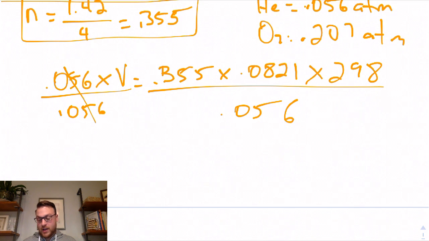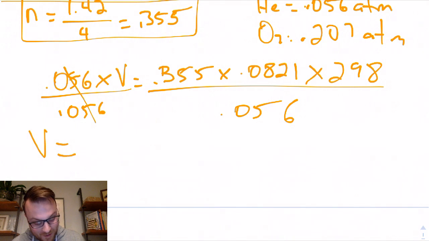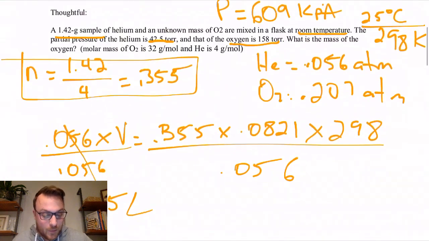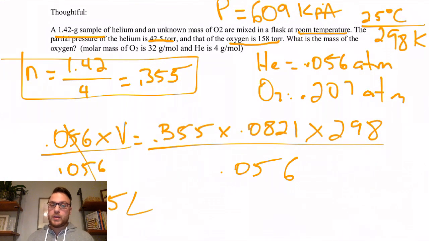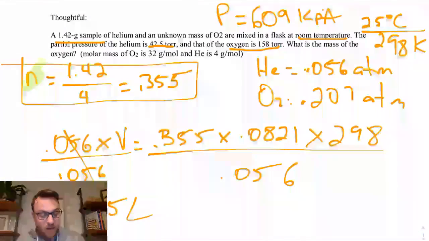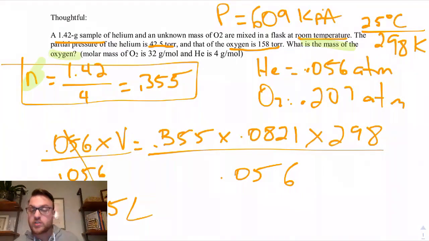And you'll get a volume of 155 liters. So that's the volume of your container. That's the volume of your flask, which was not given to you at the beginning of the problem. So now you can use that volume and PV=nRT it again for oxygen, because now you have all the information for oxygen except for n. You do not know the oxygen's n because you don't know oxygen's mass, because that's the question. The question is trying to get you to solve for the mass of oxygen.